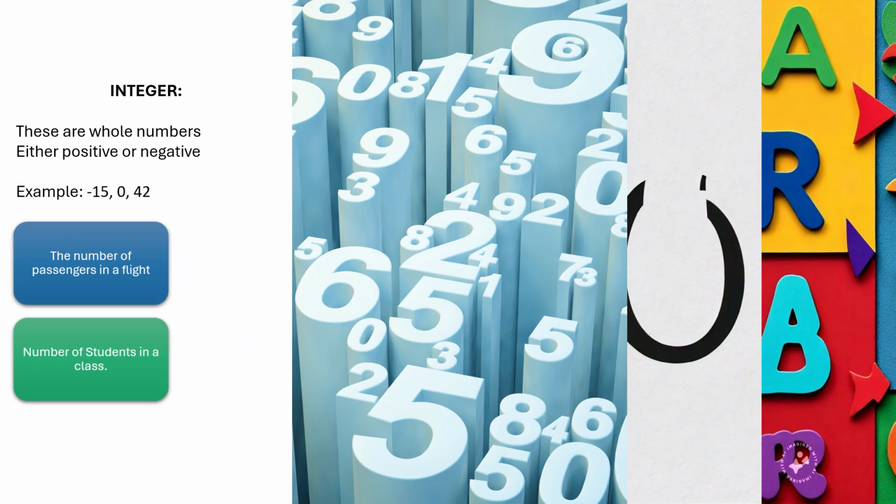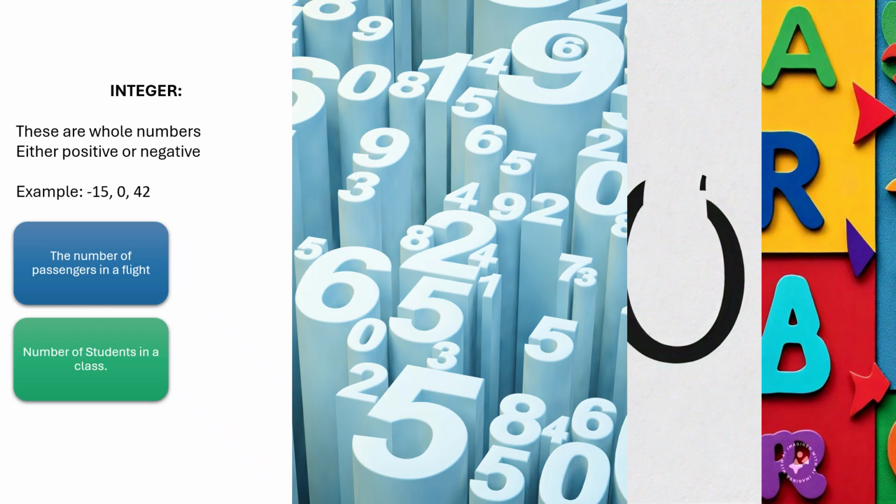From practical life, if we use the example of the number of passengers in a flight, it is always a numeric value, a whole number value. So it will be taken as an integer. Whereas the number of students in a class will also be termed as an integer.